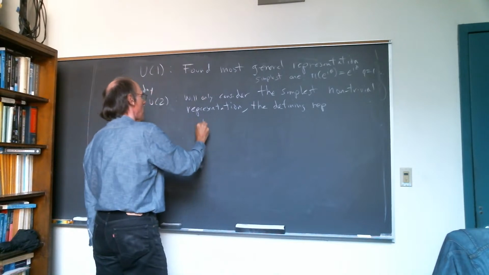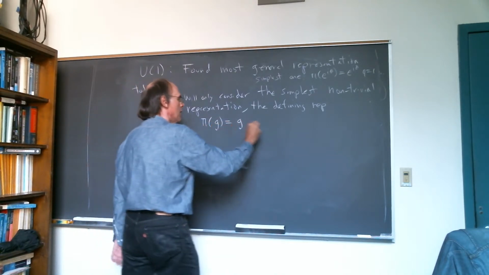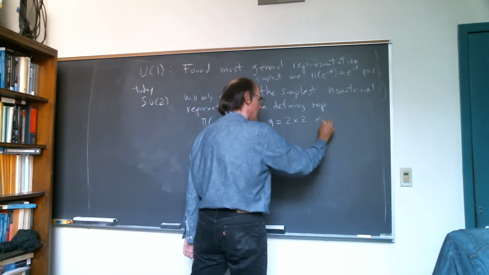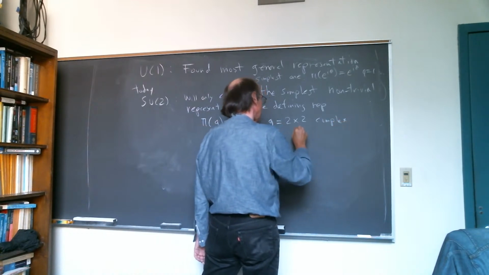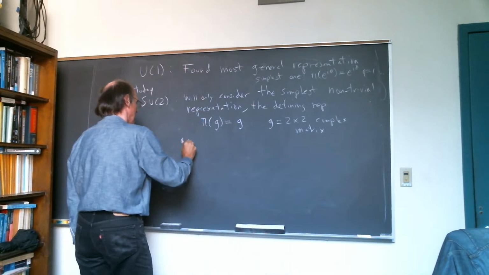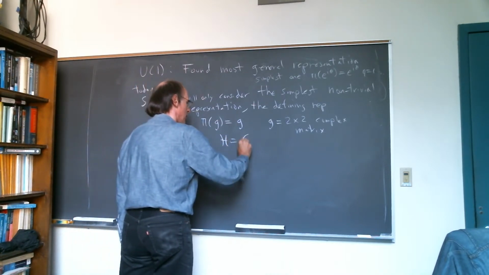And so pi of G is just going to be G, where G is a 2 by 2 complex matrix. And this acts on our state space, which is just C2.